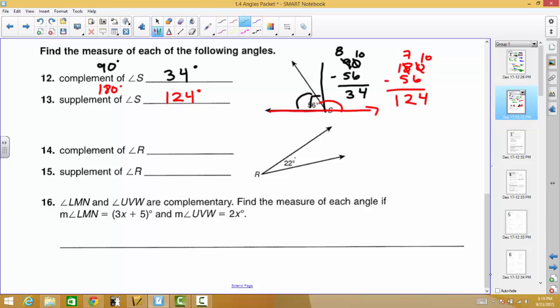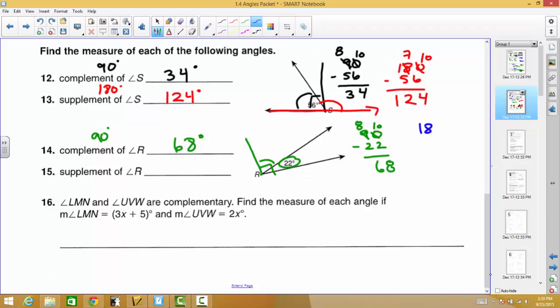Complement of R. R is 22. Complements add to give you 90 degrees. So 90 minus 22, again, we're going to borrow from the 9, so this is a 10. 10 minus 2 is 8. 8 minus 2 is 6. 68 degrees. Complements make 90-degree angles. It's going to be something like that. So that does look like a 68-degree angle.